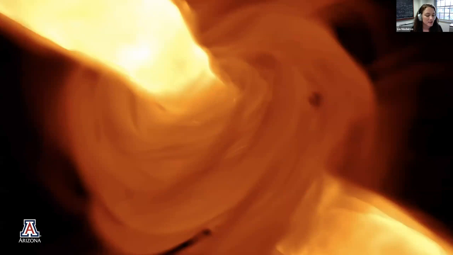So what you're seeing right now is the result of a computer simulation that calculated what the black hole at the center of our galaxy might look like if you were to look at it with goggles that let you see radiation that has a wavelength of 1 centimeter. These yellow structures that you see here, these are the jets of the black hole.